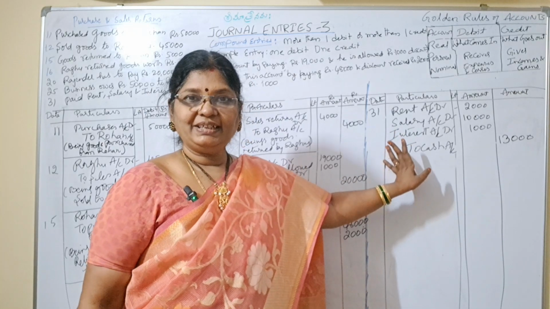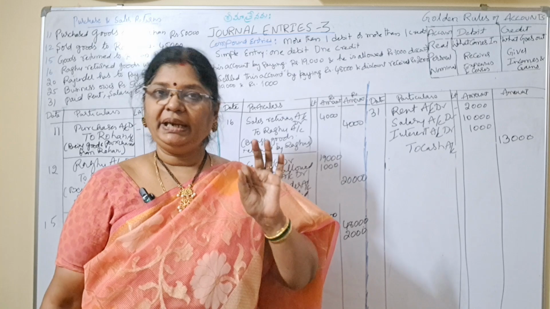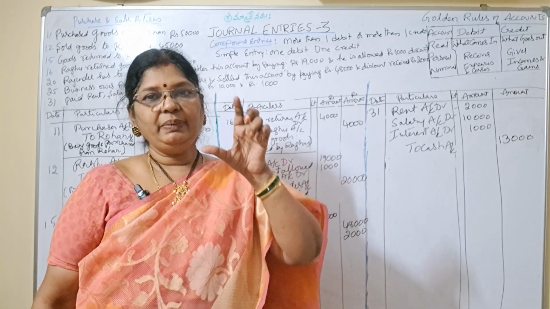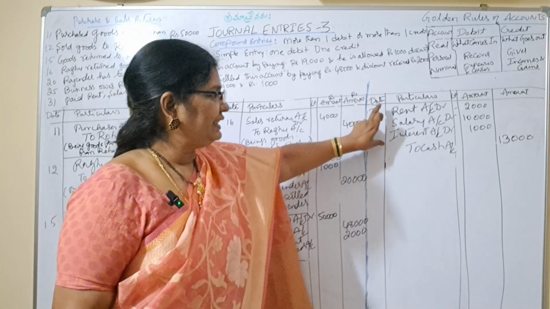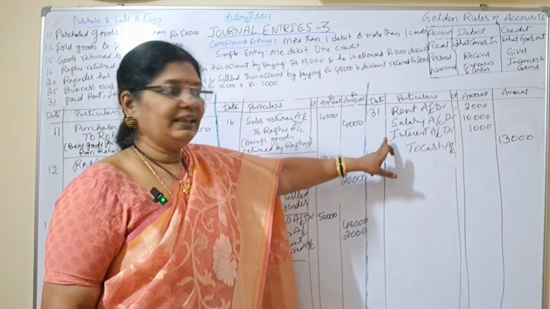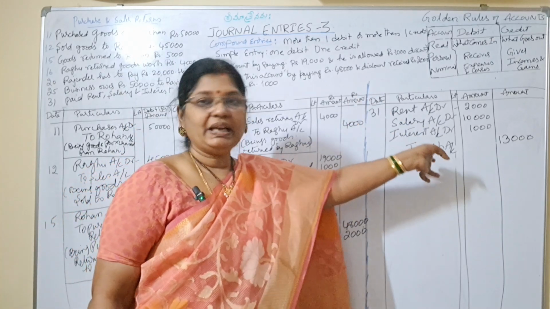Have you understood this entry? On the same date, we have made three payments. We have paid rent, we have paid salary, we have paid interest also. That is why we made that into only one entry. It is called what? Compound entry. So in this transaction, there are three debits and one credit. So rent account debtor, salary account debtor, interest account debtor, to cash account.